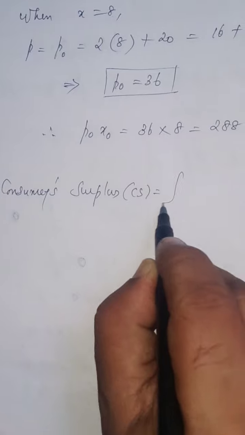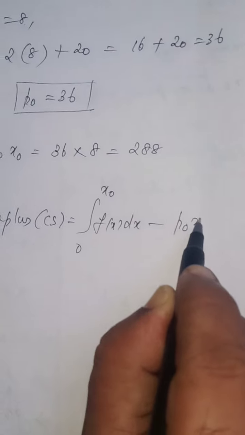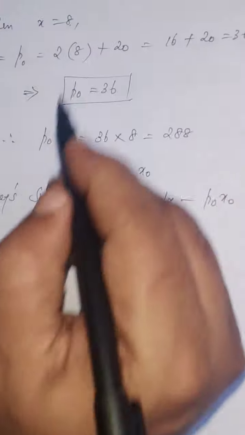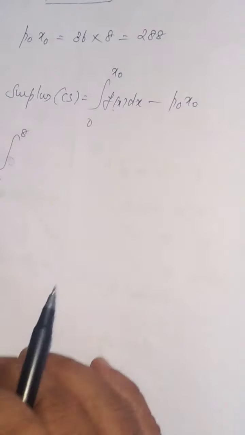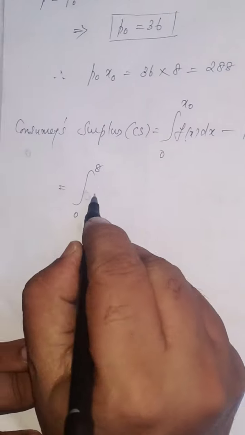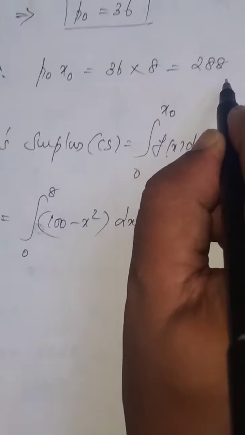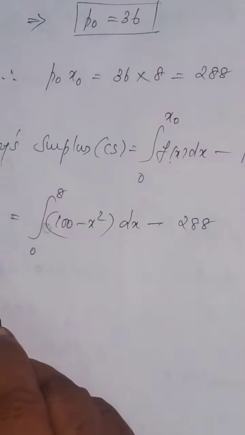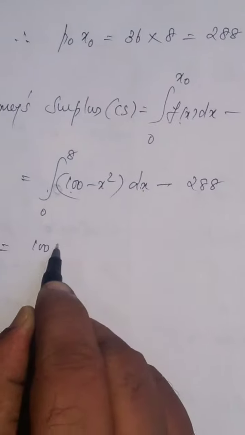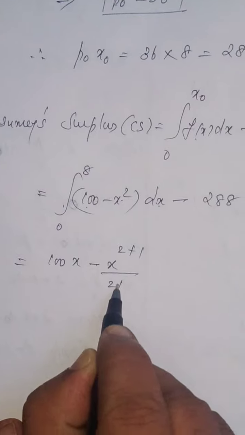CS formula: integral 0 to x naught f of x dx minus p naught x naught. The x naught value is 8. Here f of x is the demand function, 100 minus x square, dx, minus p naught x naught value, which is 288. Integrate 100 as a constant: the integral of dx is x, minus the integration of x power 2, that is x power 2 plus 1 divided by 2 plus 1.